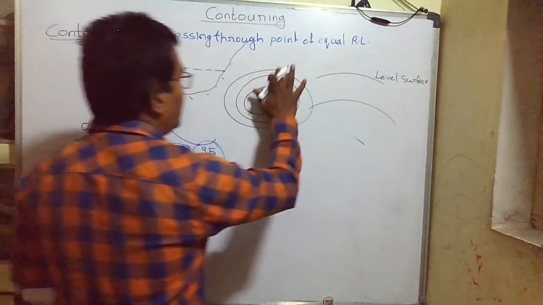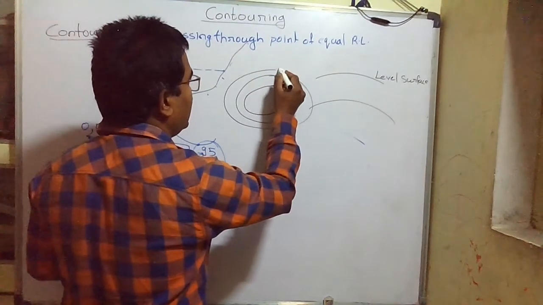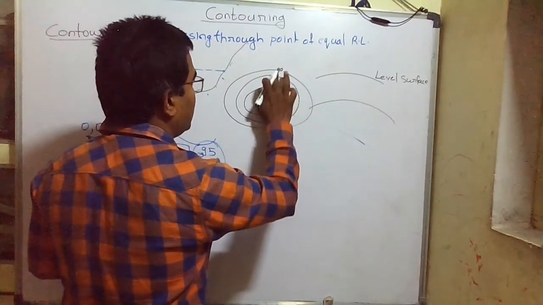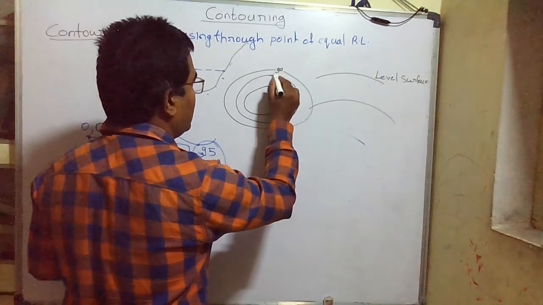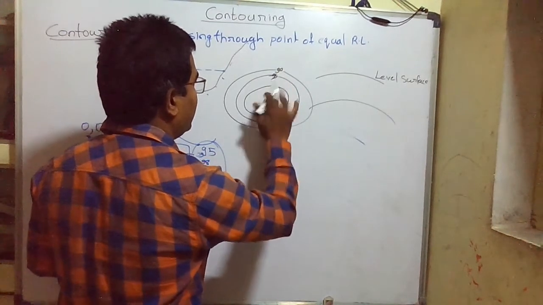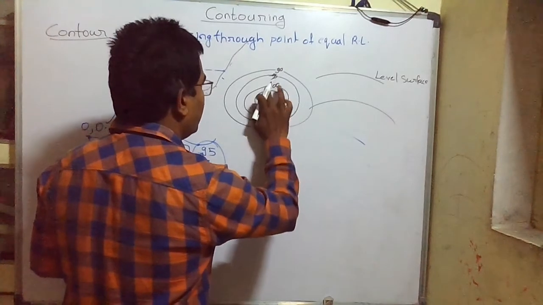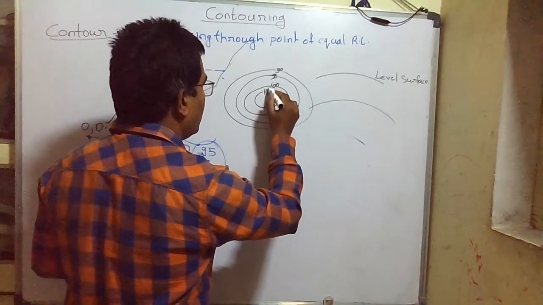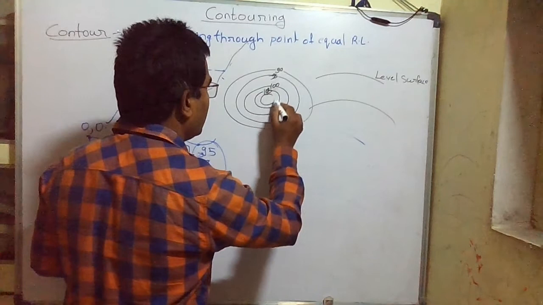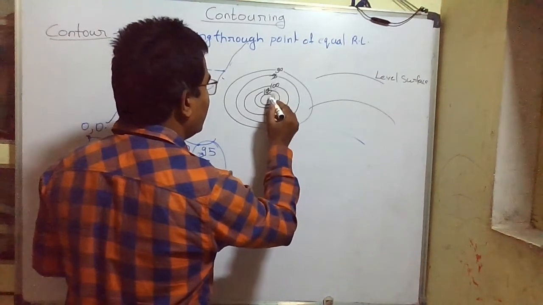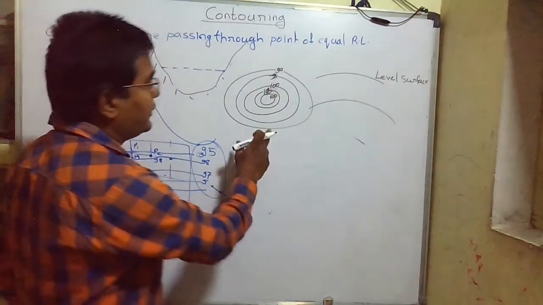Okay, what is this line I have taken? This is 90, 95, this is 100, again this is 105, again 110. So what is this area representing now?